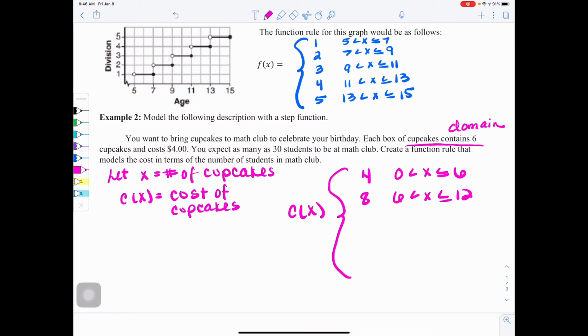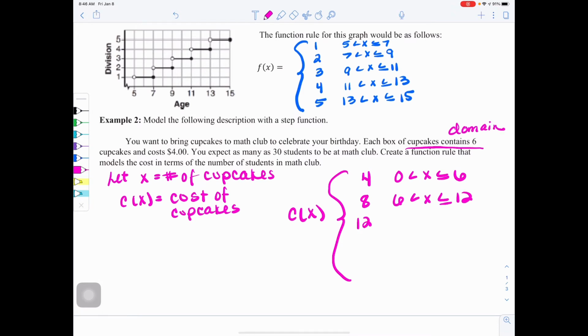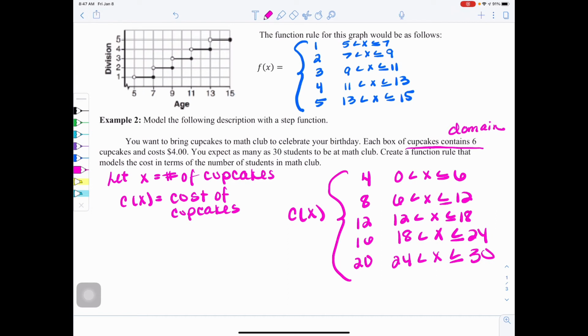And this pattern is going to continue. Another $4 would be $12 for cupcakes from 12 less than X less than or equal to 18. Then we would have $16 for cupcakes from 18 less than X less than or equal to 24. And then remember, we might have as many as 30 students, so we need to go one more time. Another $4 for cupcakes from 24 less than X less than or equal to 30. Then I know I'll have enough for math club. So there's the piecewise function that represents that situation.